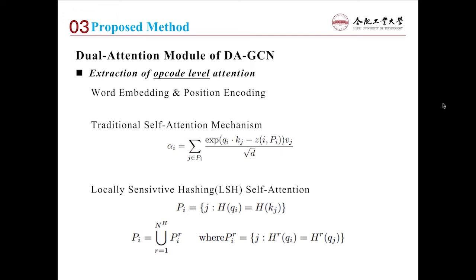The self-attention mechanism uses the scaled dot product attention to solve the long-distance dependency problem in long sequences.